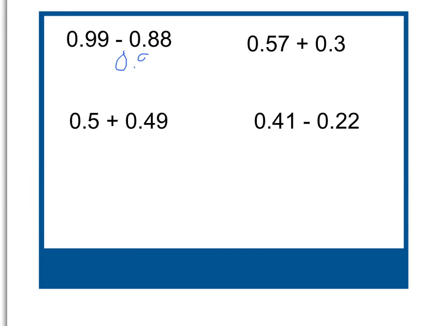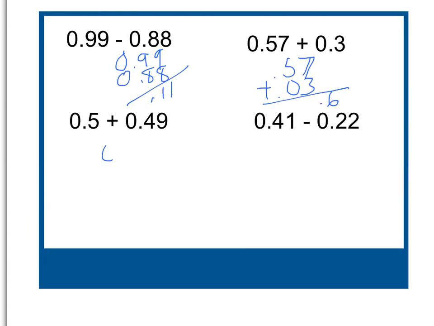Alright, so if you did this, 99 hundredths, take away 88 hundredths, you should have gotten 11 hundredths. This one, 57 hundredths, add 3 hundredths, and you get 6 tenths or 60 hundredths. 5 tenths plus 49 hundredths, again, add that 0 so it's easy to add. You get 99 hundredths. Almost 1, right? Think about that fraction, 99 100ths.